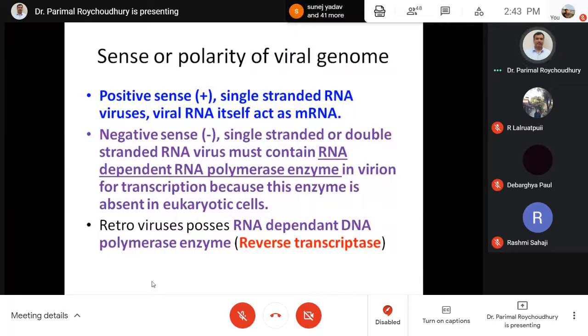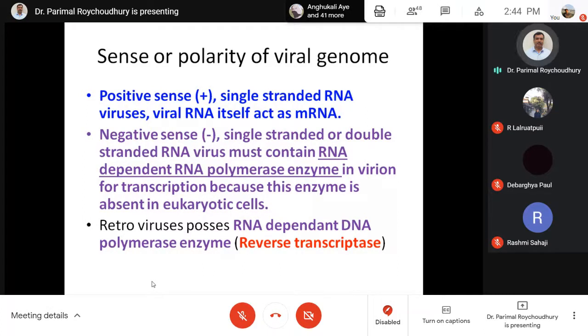Again, these things never happen in any higher life system. Our animal body cells never undergo transcription of DNA from RNA. The reverse way never goes. But in this group of viruses, it happened.